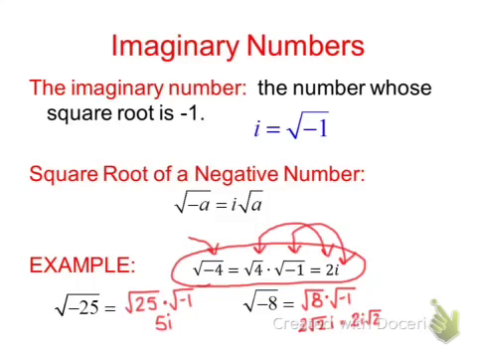So we'll move the i over there in front of the radical sign with the 2 and keep it there. So that's sort of like the standard format for writing those.